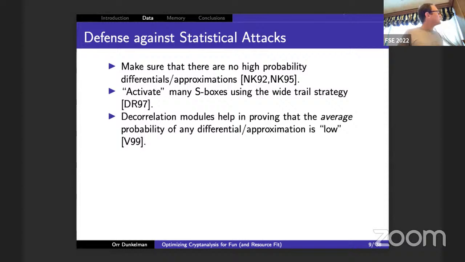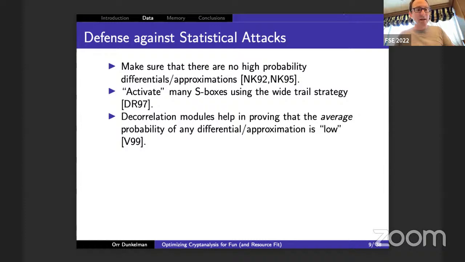Because we don't know how to reduce the data complexity, there are actually tools to prevent us from using them. So for example, the early works of Knudsen and Lars show that you can achieve security against these techniques by just making sure there are no high probability differentials or approximations. So for example, for 3-round Feistel, you use the x to the power of 3 S-box. This is the original paper from 92, which has very good differential properties. And then you can prove that there is no good differential characteristic going through the entire scheme with probability higher than some bound.